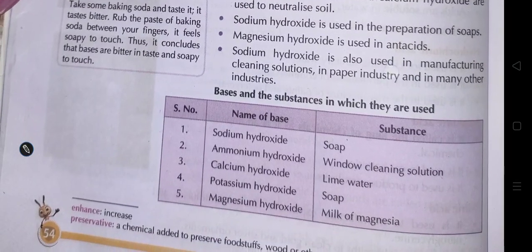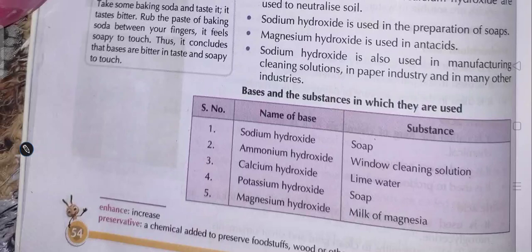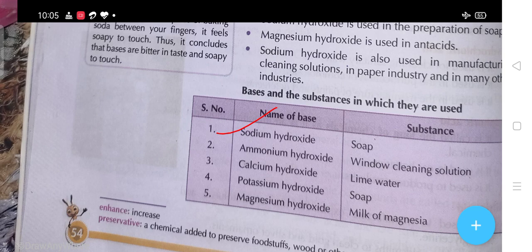Now here is a table in which the name of the base and its use are written. Sodium hydroxide, which is used in what? Soap. Ammonium hydroxide, which is used in window cleaning solution. Calcium hydroxide, which is used in lime water. Potassium hydroxide is used in soap, and magnesium hydroxide is used in milk of magnesia, that is, an antacid.